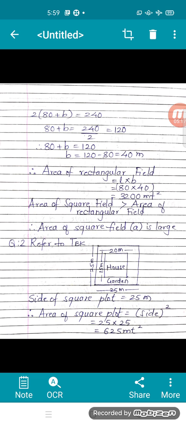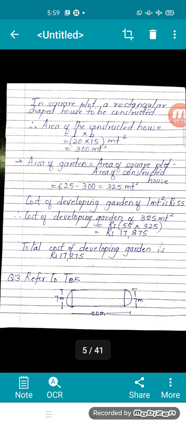Side of square plot is 25 meter. So area will be 25 square, that is 625 meter square. First point is clear to everyone. In the square plot, a rectangular shaped house is to be constructed. So area of the constructed house will be length into breadth, that is 20 into 15, 300 meter square. Area of garden is equal to, how to find area of garden? Area of square plot minus area of constructed house. 625 minus 300 will give you 325 meter square.